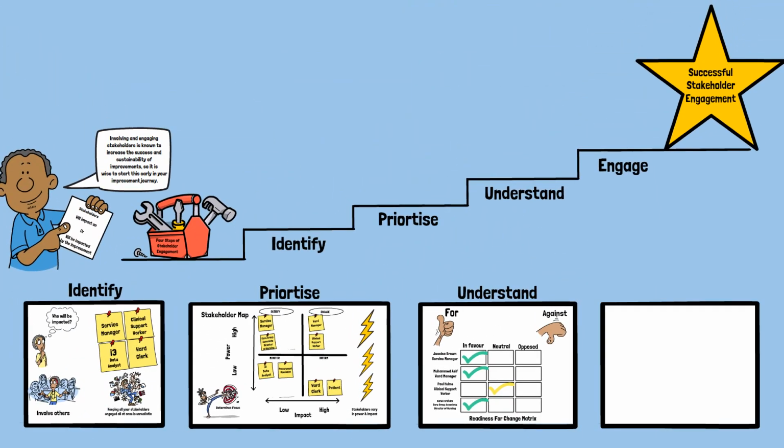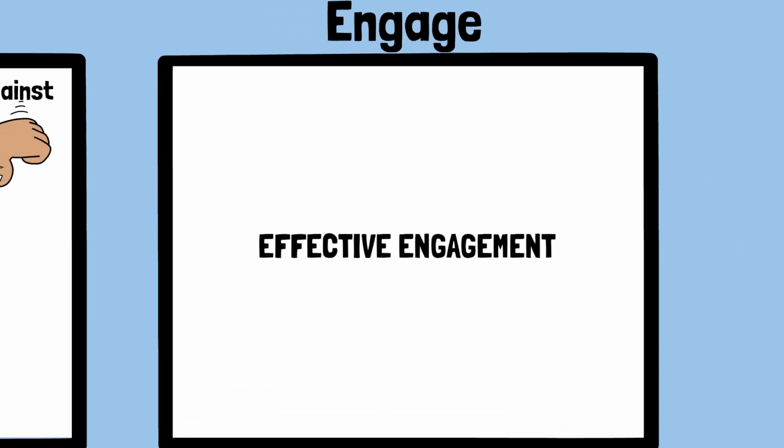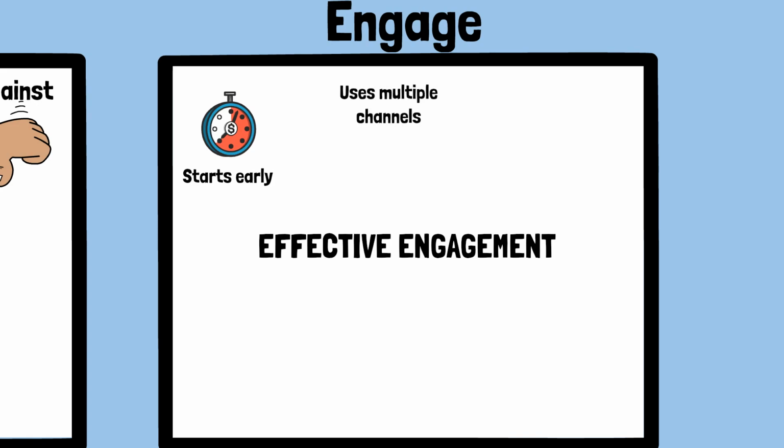The final and fourth step, engage, uses all that you have learned in the first 3 steps. Effective engagement starts early. Share what you'd like to improve or your improvement idea and project early. Engage your key stakeholders in the improvement journey and involve them throughout. Effective engagement uses multiple channels. Think of as many communication and engagement channels as possible, both verbal and digital. For example, face-to-face, or discussions, emails, handouts, over the phone or virtual.